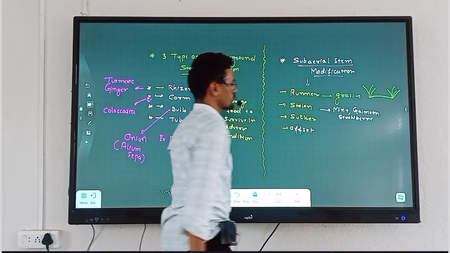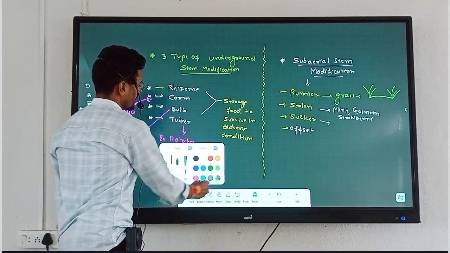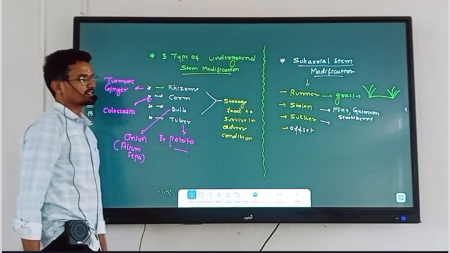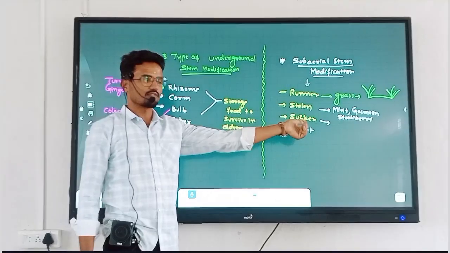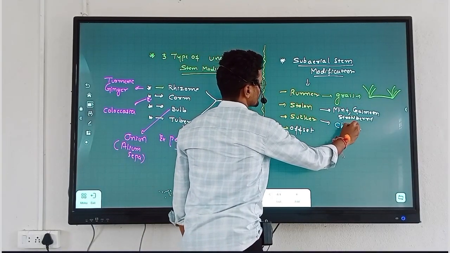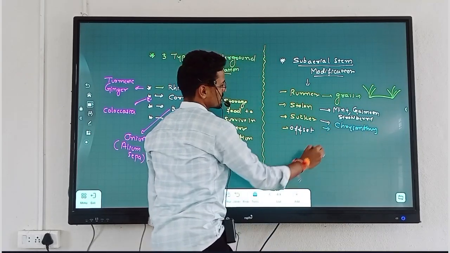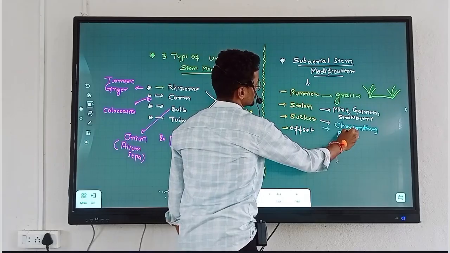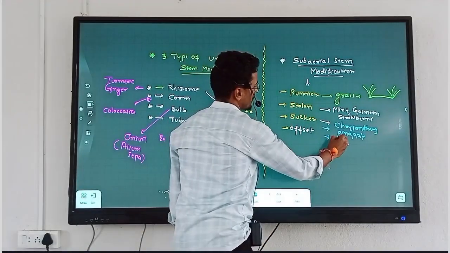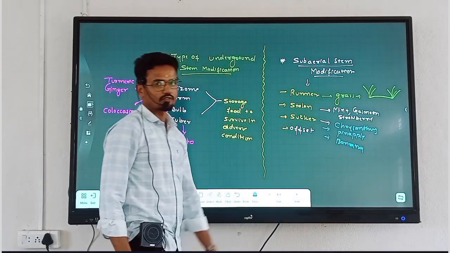These are examples. Next is sucker. Okay. Next, there is another example, that is sucker. Sucker is called another type of stem modification. Here, examples you used to see are chrysanthus, pineapple, and banana. These are examples of it.